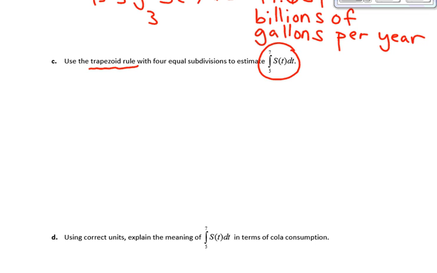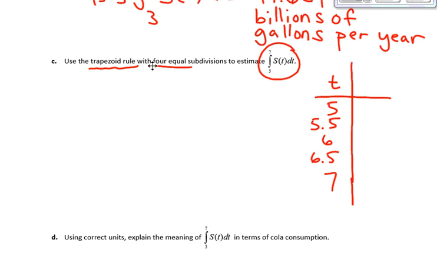All right, so what you need to find is, it says, I want trapezoid with 4 equal subdivisions. So I'm going to make a little chart over here, and we're going to start with the year 1985, and then if we want 4 equal subdivisions to 7, we're going to have to go up by halves. So I want to know at 5.5, at 6, and then at 6.5. And so you see you've got your 4 subdivisions here. Okay? All right, so you need to calculate what the rate of consumption of COLA was for each of those values. So go ahead, let's do that in the calculator.